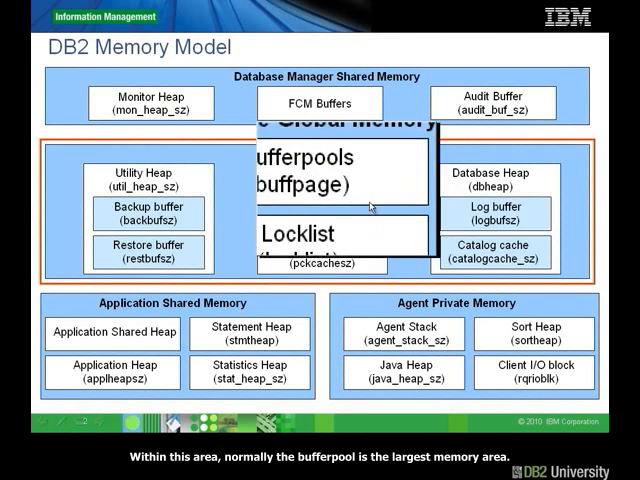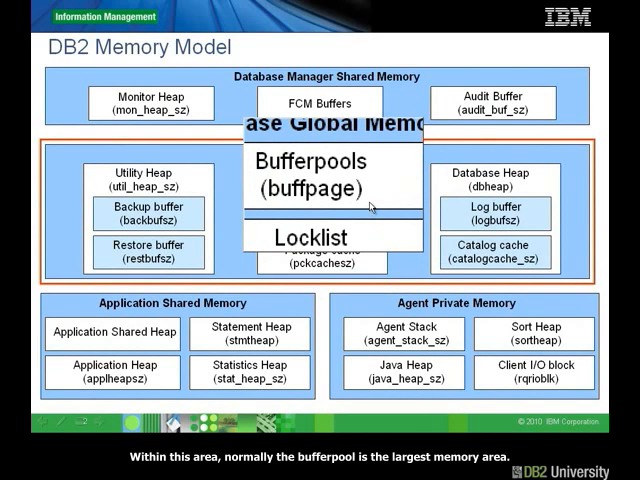Within this area, normally the buffer pool is the largest memory area. A buffer pool is memory cache for your database. If you create more buffer pools, or if the size of the buffer pool is large, then it will consume more memory in this area.